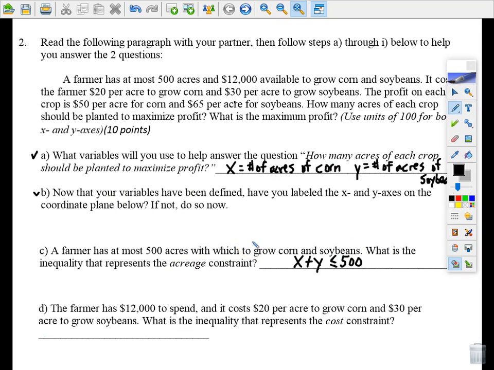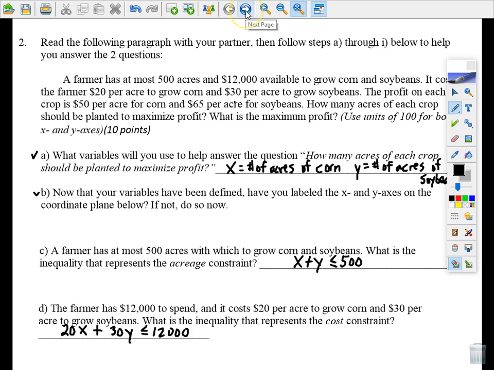Then we have another constraint based on how much money we have to spend. According to the problem, he has $12,000. Corn costs $20 an acre. Soybeans cost $30 an acre. So we would represent this inequality as 20 times the number of corn acres, which we identified as X, plus 30 times the soybean acreage, which we've called Y, cannot go over $12,000. The way we say cannot exceed is less than or equal to 12,000. So we've got two constraints based on what we're told.